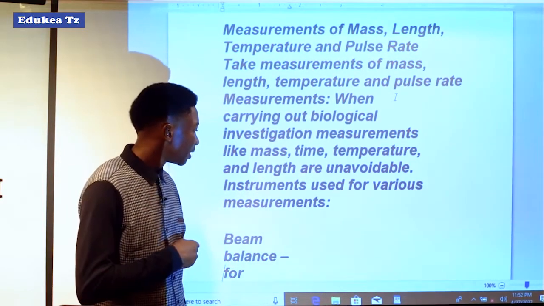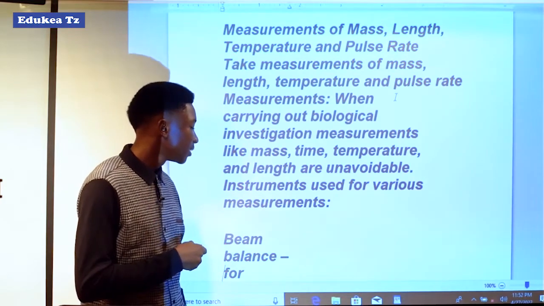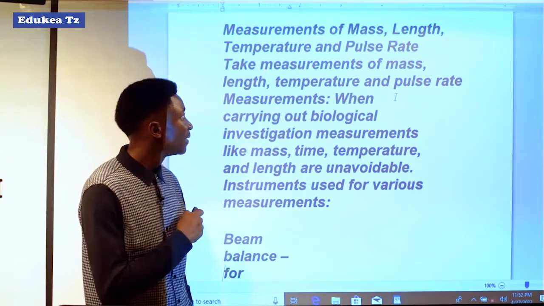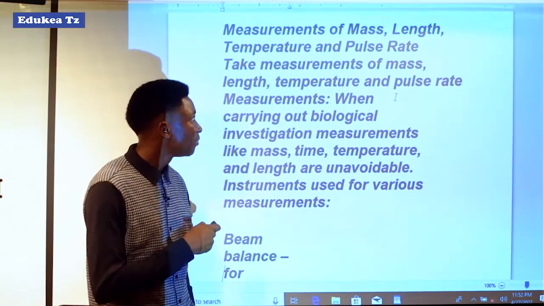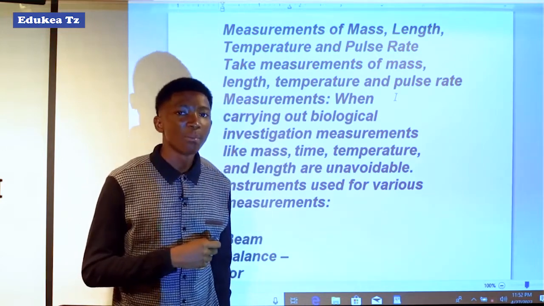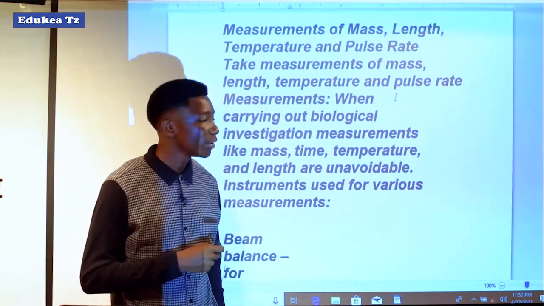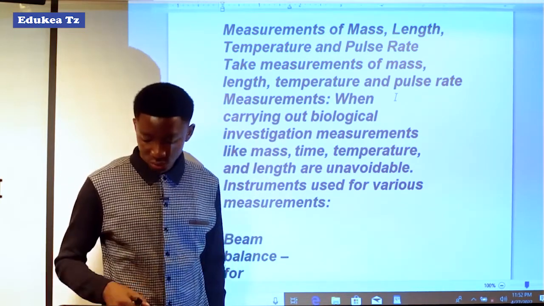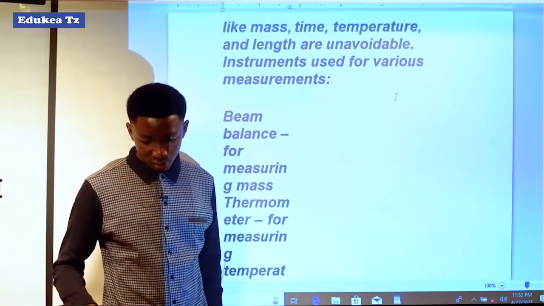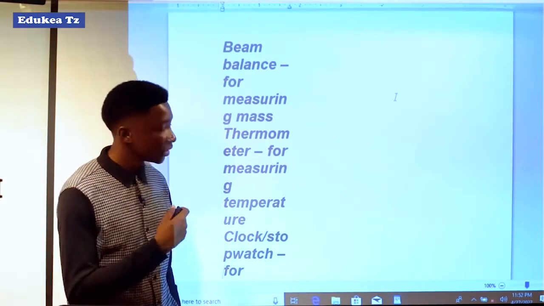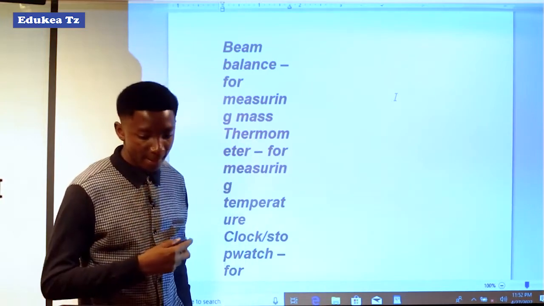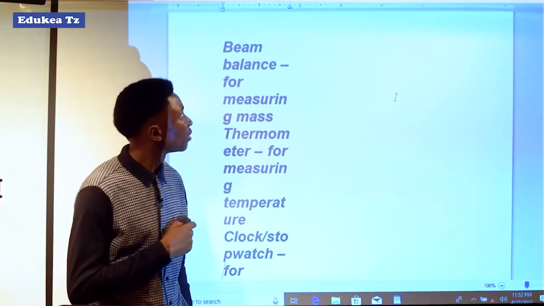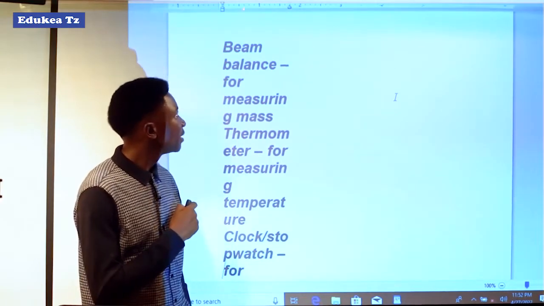So we say instruments used for various measurements are the following. As you know, mass, length, temperature, and pulse rate each have an amount of the scientific unit, or SI unit, which are the international units.